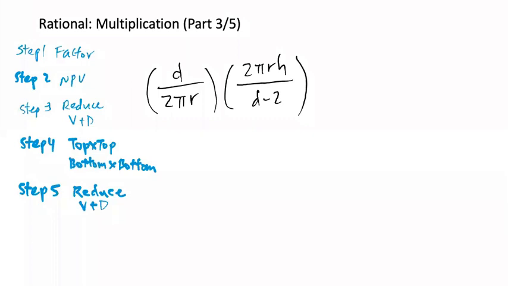Rational multiplication, part three. So in here, we first need to factor. Can we factor anything? No, not really, right? Step two, NPV, non-permissible value. So in the denominator, we cannot have zero.